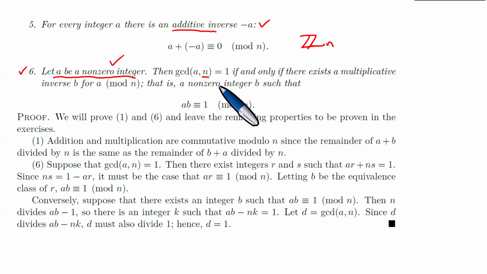You just take A to be a non-zero integer. It can be anything, like 1 billion, 2, 3, 4, a random number. Then the greatest common divisor between this random integer and n is 1. When is it 1? It is 1 if and only if there exists a multiplicative inverse B for A modulo n. That is, a non-zero integer B such that this is the case.